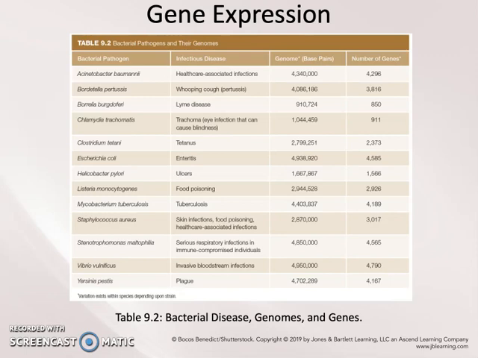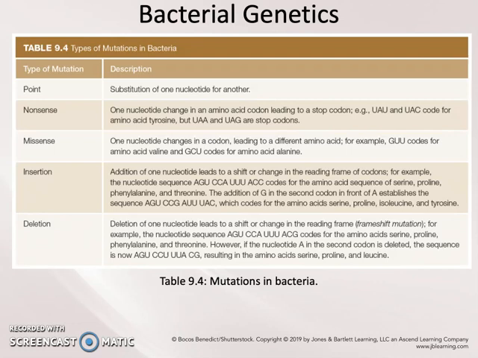Now, as I mentioned, the changes in DNA sequence, known as mutations, can sometimes affect the protein structure, but not always. Let's take a look at different types of mutations that can exist in cells. There are different types of mutations, the first of which is called a point mutation. A point mutation is when you substitute one nucleotide for another nucleotide. This can result in different types of mutations.